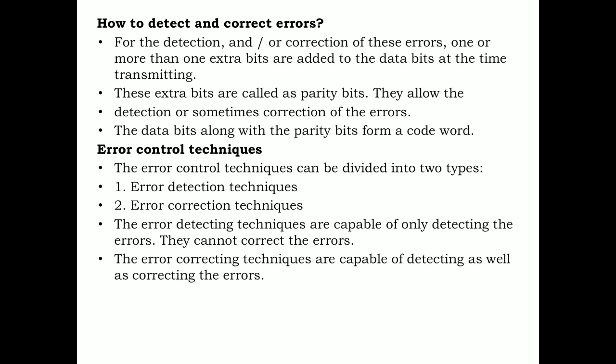Now, how to detect and correct the errors? For the detection and correction of errors, one or more extra bits are added to the data bits at the time of transmitting. These extra bits are called parity bits. They allow the detection, or sometimes correction, of the error. The data bits along with the parity bits form a code word.